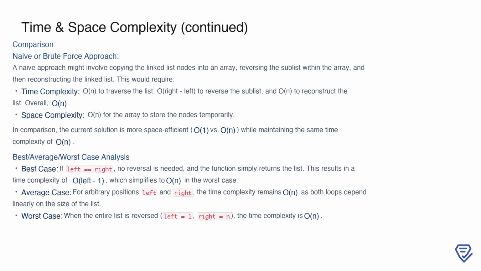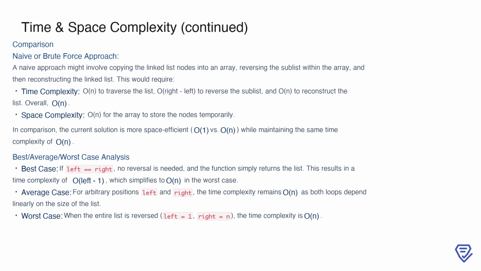When comparing to a naive or brute force approach, the differences become clear. A naive solution might involve copying the linked list nodes into an array, reversing the sublist within the array, and then reconstructing the linked list. This would require a time complexity of O(n) for traversal, O(right - left) for reversing the sublist, and another O(n) for reconstructing the list, resulting in an overall time complexity of O(n). However, the space complexity of this approach would be O(n), due to the temporary array required. In contrast, our current solution achieves the same O(n) time complexity but is significantly more space efficient at O(1).